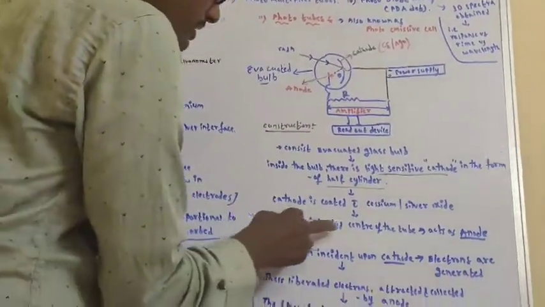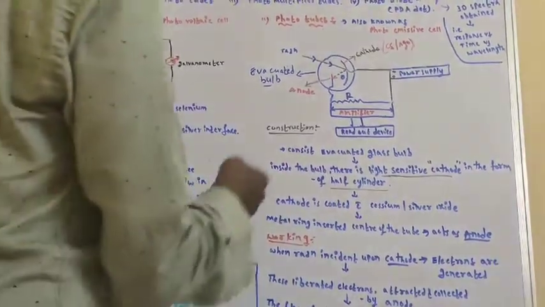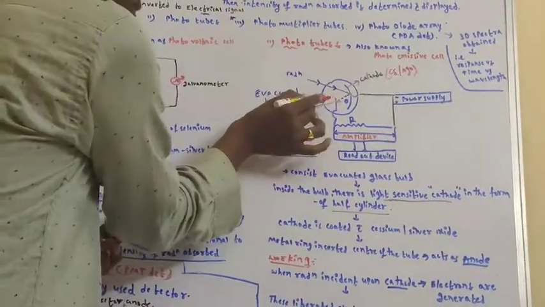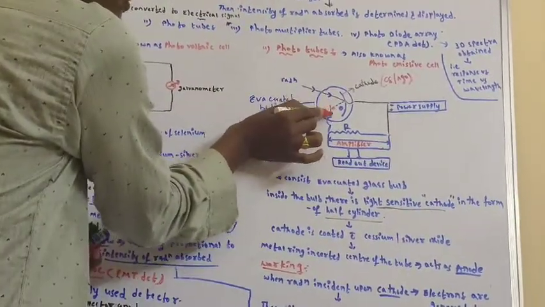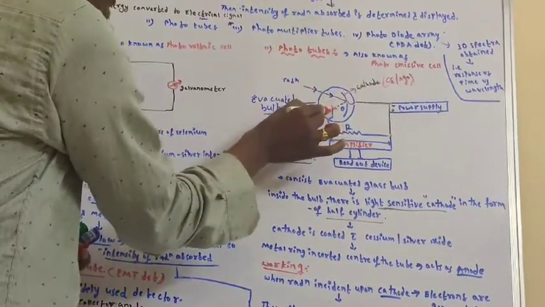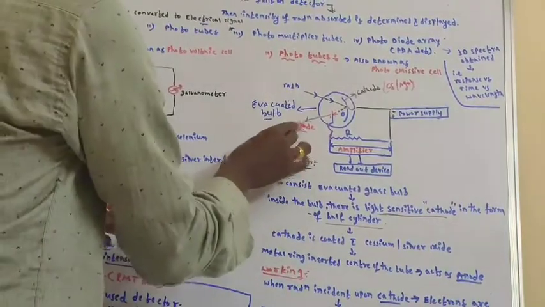Then a metal ring is inserted at the center of the tube. It acts as an anode. At the center of the tube, we insert one metal ring. This is the metal ring. This one acts as the anode, or collector anode.